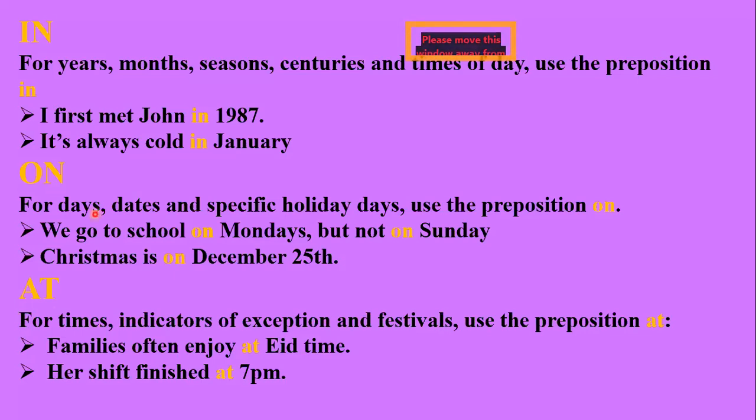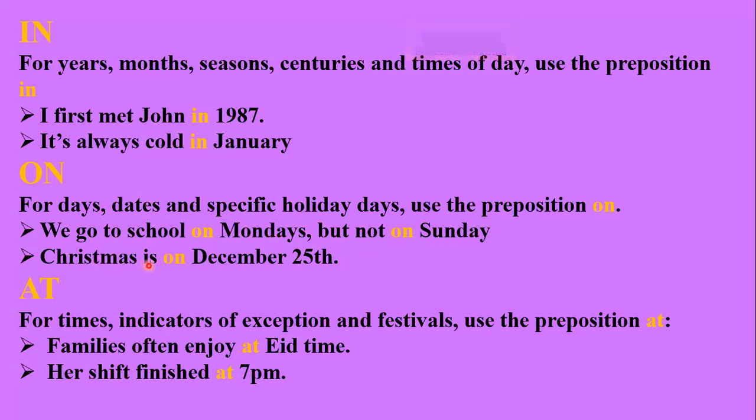For days, dates, and specific holidays, use the preposition on. Now look at the first example. We go to school on Mondays but not on Sunday. So now you see that on is actually being used to tell specific dates or specific holidays or other days as well. Now see here, if I write we go to school in Monday, this is going to be inappropriate or incorrect. Okay, so we go to school on Monday, and we don't go on Sunday.